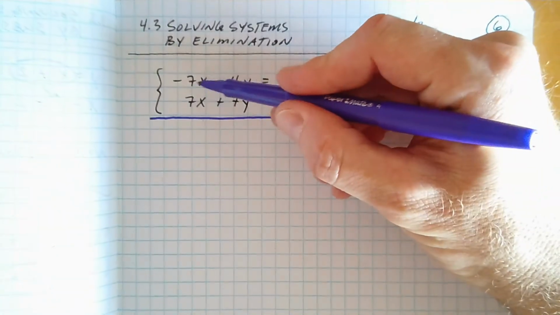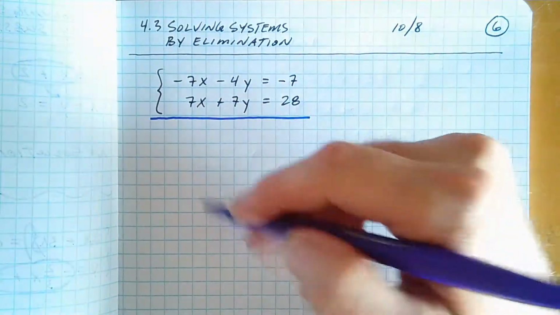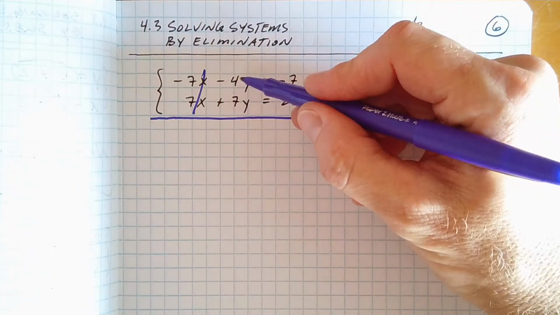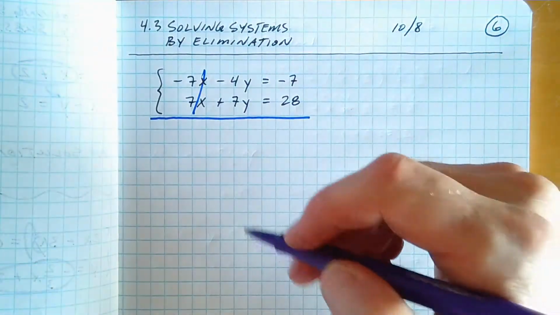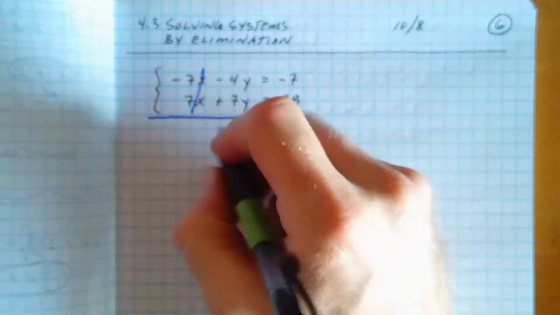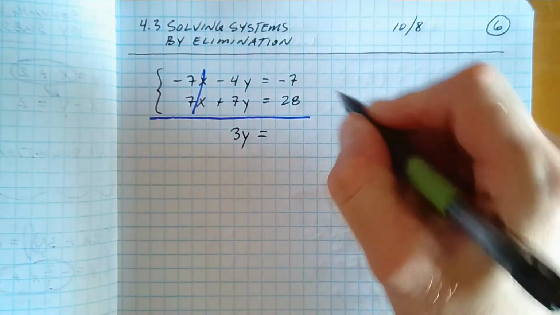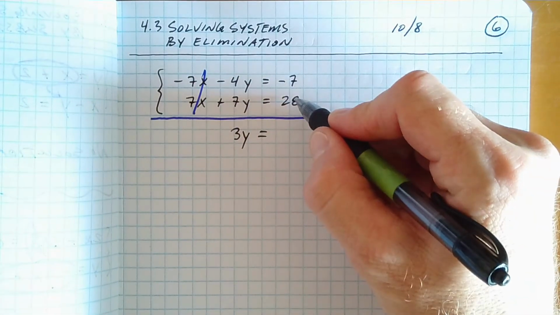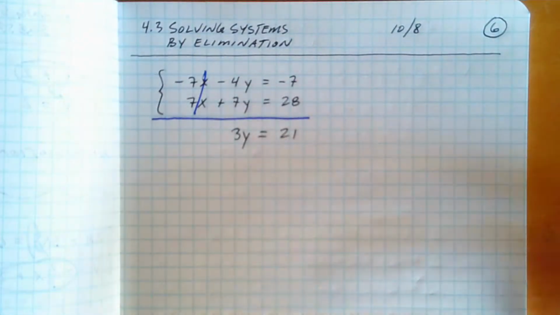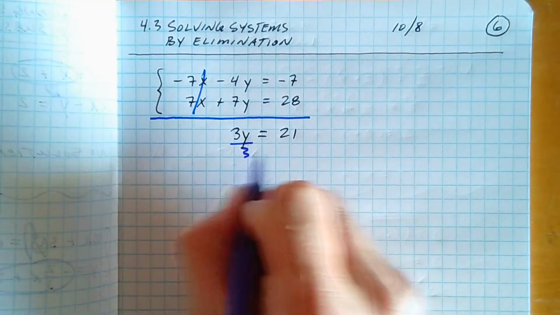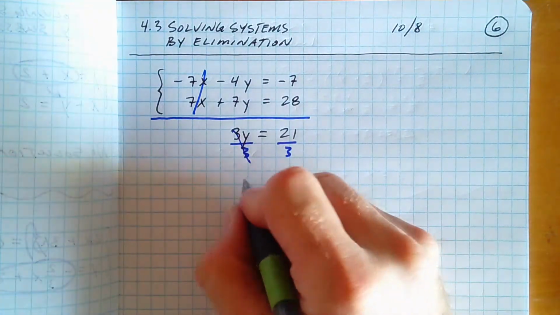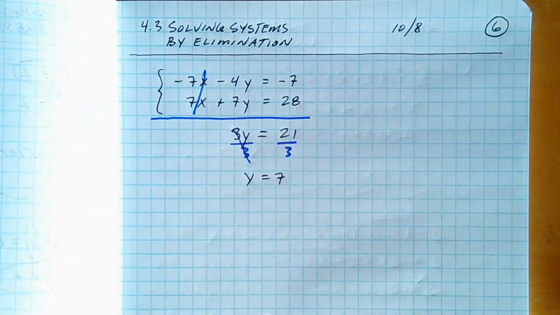I'm going to add negative 7x plus 7x, and what do you know? That cancels out. Then here I'm going to add negative 4y to positive 7y, and that will equal 3y. And I'm going to add negative 7 plus 28. That equals 21. And now I can solve for y pretty easily. All right, I'm going to divide by 3, and this will cancel out. And I have y is equal to 7.